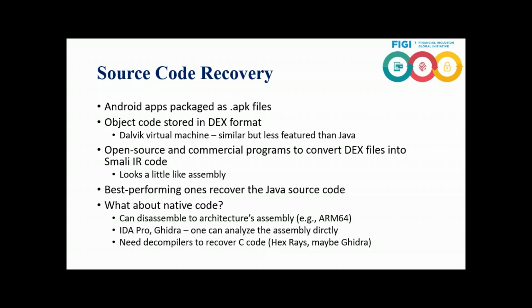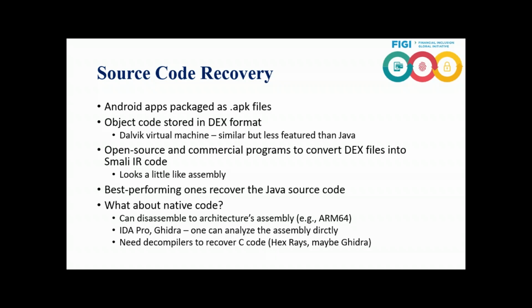Otherwise, if you wanted to actually recover the original code, you would need a tool such as Hex-Rays, which is made by the same folks that develop IDA Pro. These are fairly expensive tools. It's about $2,000 a year to get IDA Pro, and another $2,000 or $2,500 a year to get Hex-Rays. But Ghidra is open source and free.